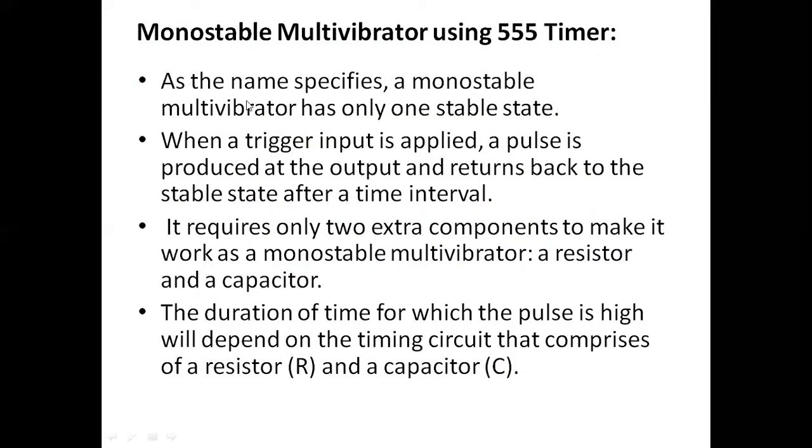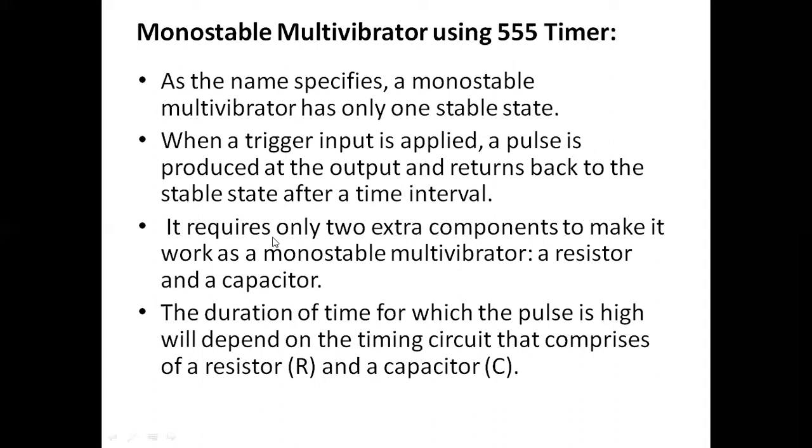First, we can also design a monostable multivibrator using a 555 timer. Monostable multivibrator means it has only one stable state. Whenever the trigger is applied, a pulse is produced at the output and it returns back to the stable state after some time interval. So it has one stable state and the other state is the unstable state.